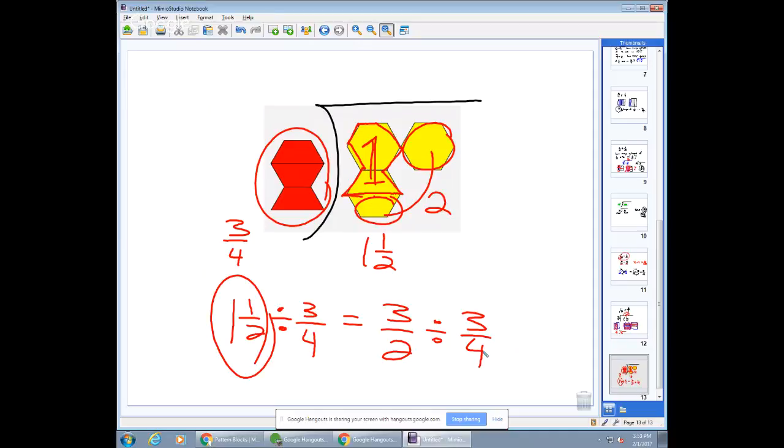And the arrow algorithm says you start with the second fraction and reverse arrow. So 3 times 4 is going to give me 12. And 3 times 2 is going to give me 6. So my answer is whatever 12 divided by 6 is. 6 goes into 12 twice.